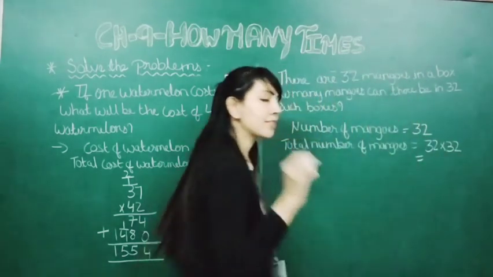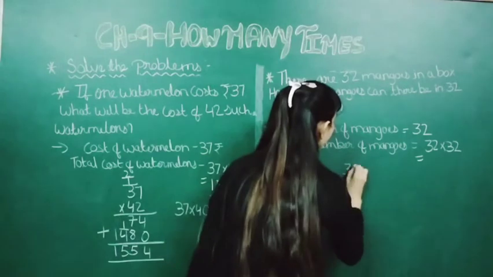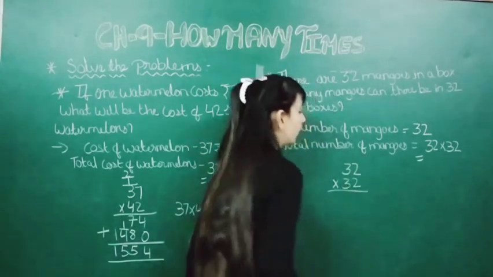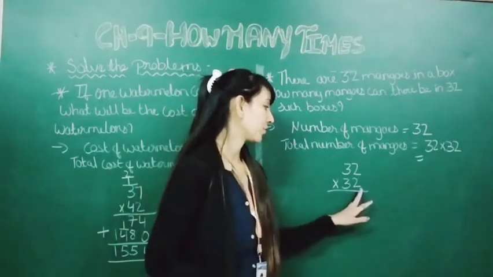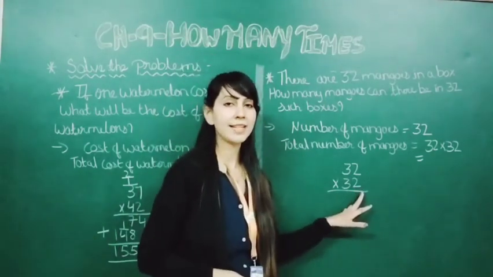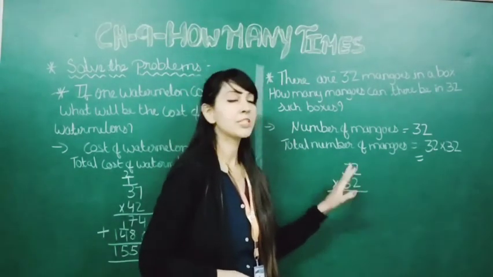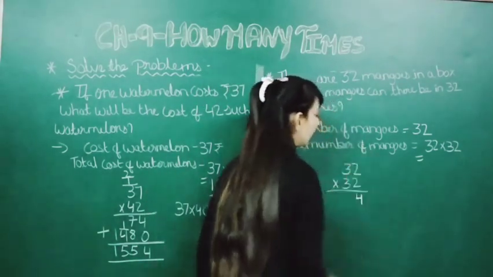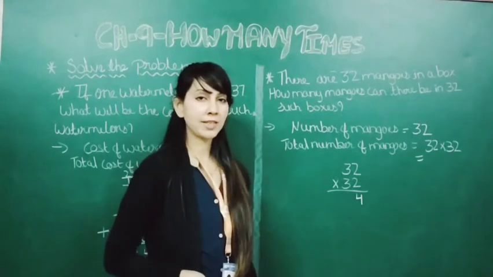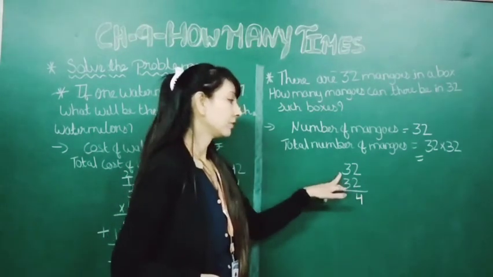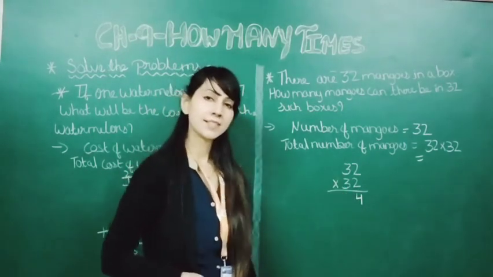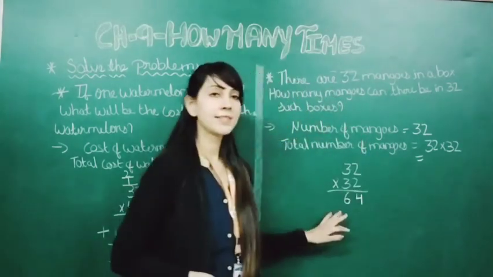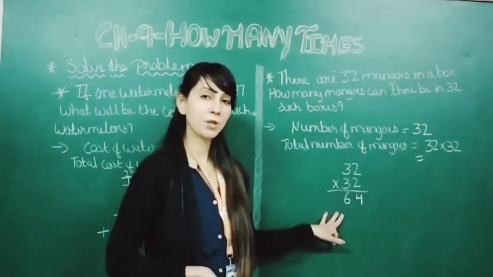Okay. Now let's do it. 32 into 32. So first you will see this 2 that comes in ones place. Yes. 2 into 2 means 2 twos are 4. Yes. So here we will write 4. Now we will do cross multiplication. 2 into 3. 2 threes are 6. So here we will write 6. Now this is our first partial product.